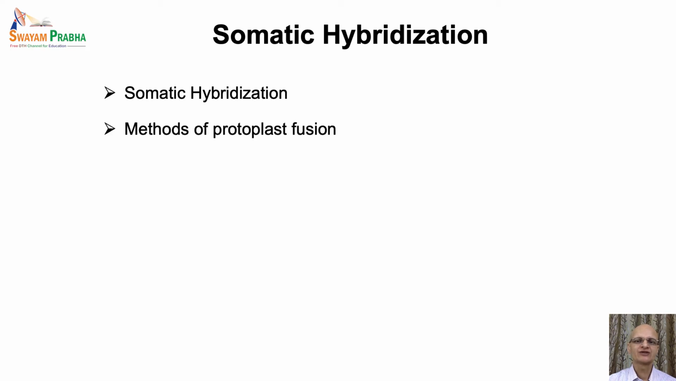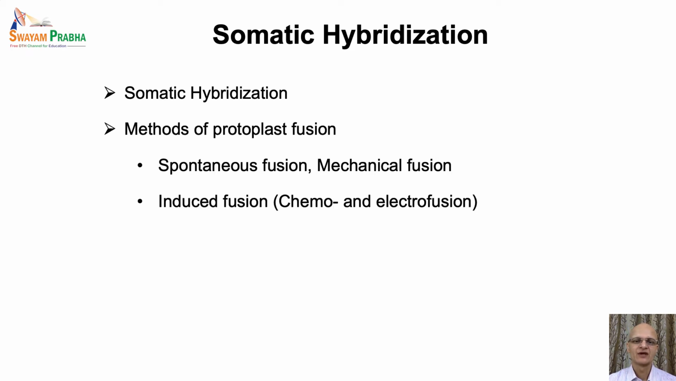So first, a quick recap of the last lecture, where we started to talk about somatic hybridization. We learned about somatic hybridization in general. Then we talked about various methods of protoplast fusion, where I discussed the spontaneous fusion of protoplasts or the use of mechanical force to create fusions. Then we discussed the role of various fusion-inducing chemicals and the use of the electric field for the induction of protoplast fusion. We specifically learned about how polyethylene glycol or calcium ions in the alkaline condition can be used for induction of protoplast fusion.